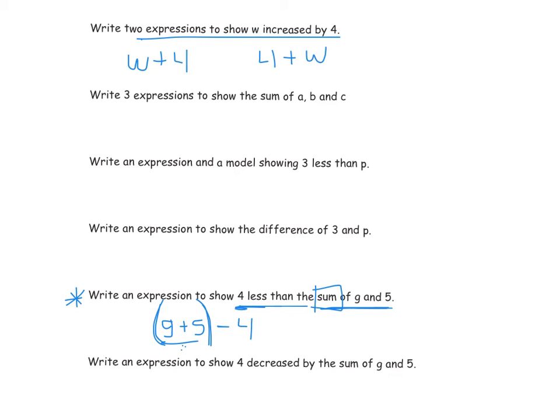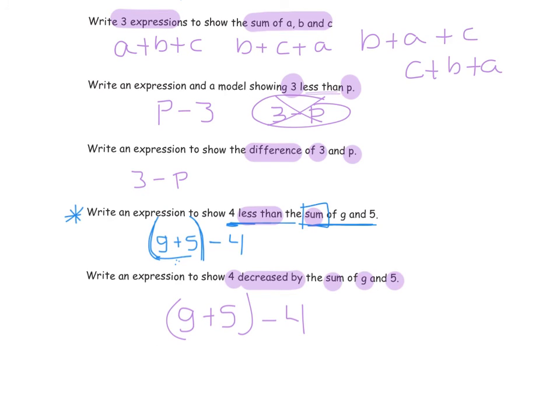All right, please pause and do the rest and then come back and check to see if we have the right answers. All right, let's talk through these. So this one I had to write 3 different expressions. I actually wrote more than 3 as long as the order is different. So the commutative property tells us that if you're adding numbers, the order in which you add them does not matter. So I could do A plus B plus C, B plus C plus A, B plus A plus C, C plus B plus A. So I think there's 6 of them that you could have written as long as the order is different.